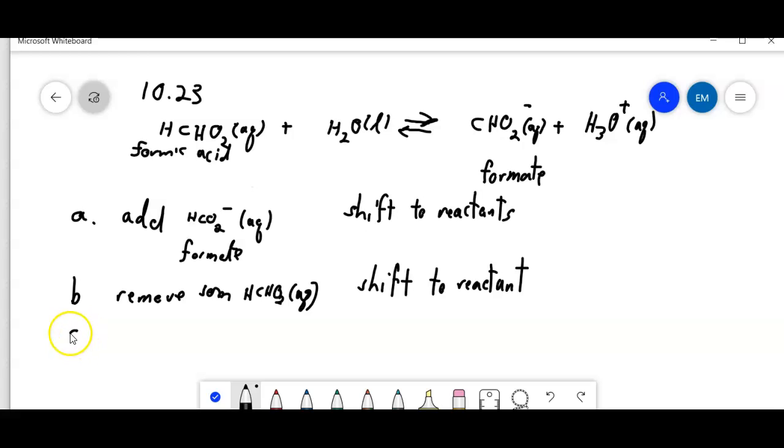Let's go to C. Remove some hydronium ion. Well, what you're removing, I just said what you're removing, you're going to shift to that. And hydronium ion, as you see here, is a product. So you're going to shift to products.